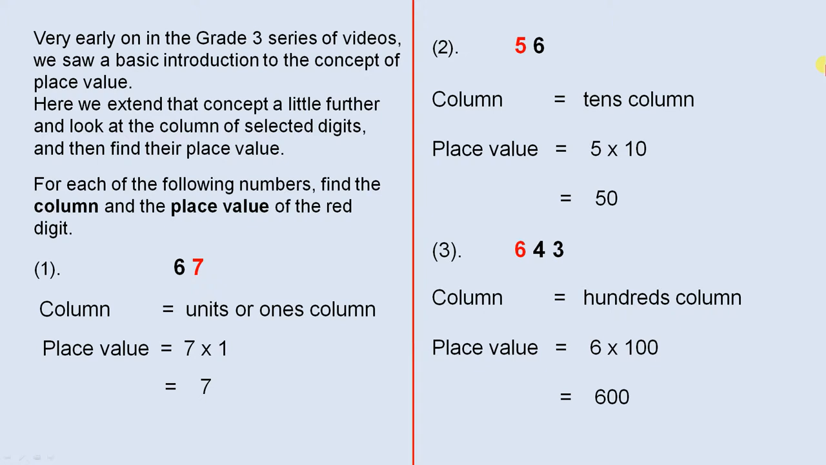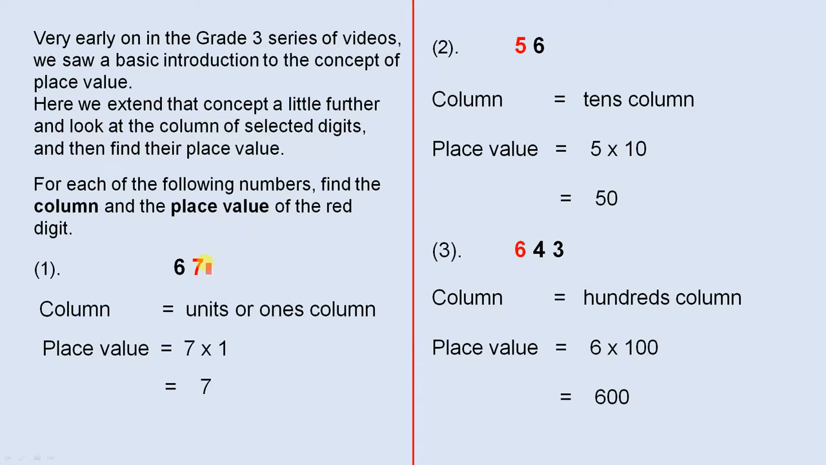Very early on in the Grade 3 series of videos, we saw a basic introduction to the concept of place value. Here we extend that concept a little further and look at the column of selected digits and then find their place value. For each of the following numbers, find the column and the place value of the red digit.